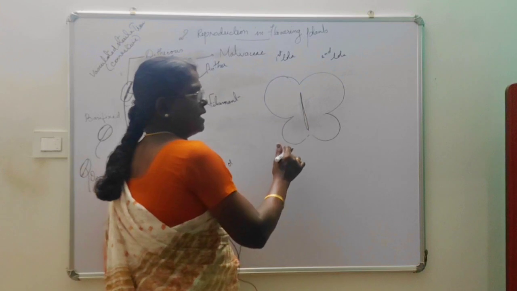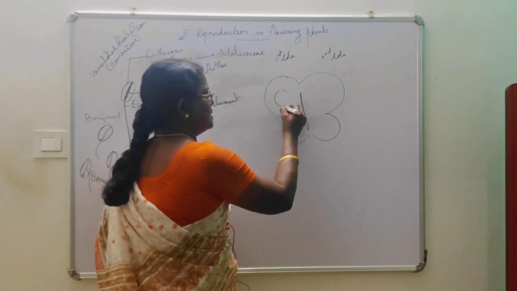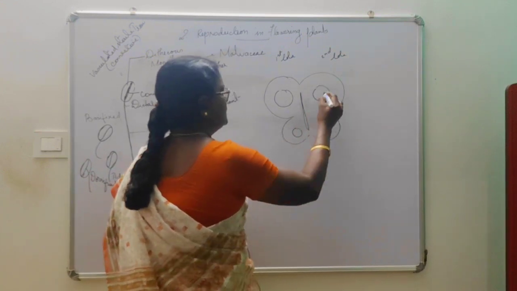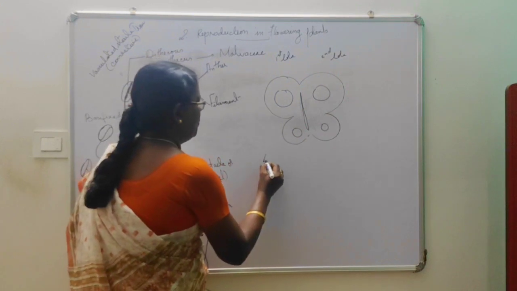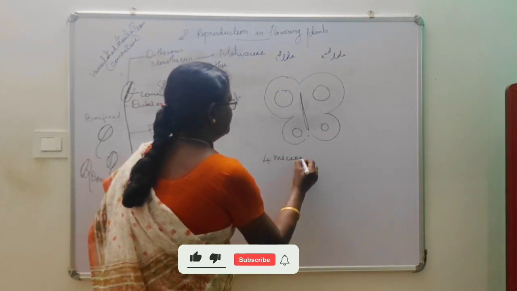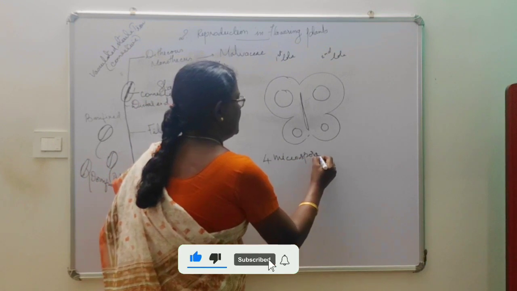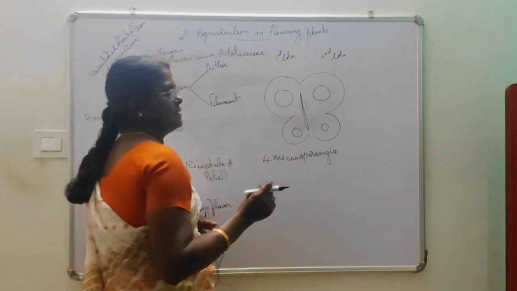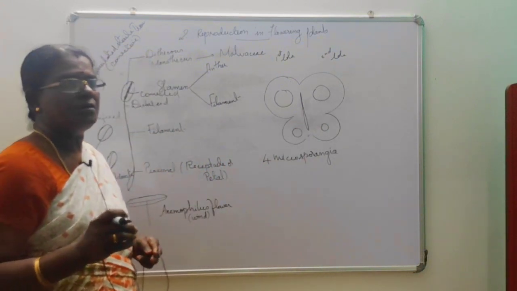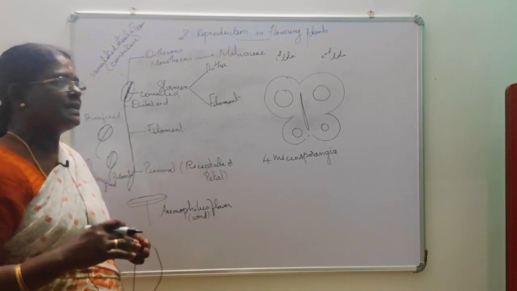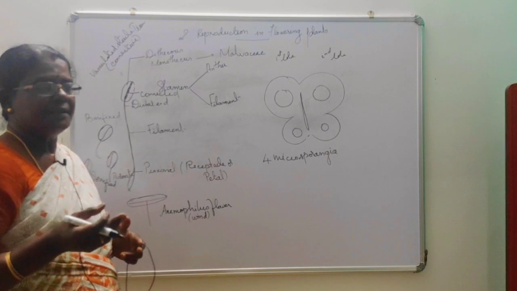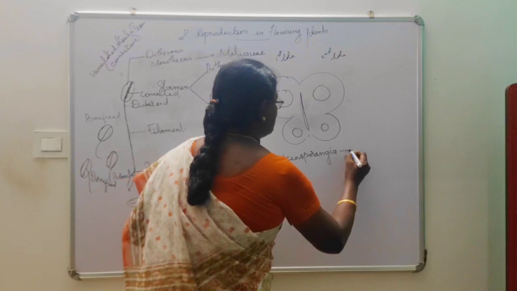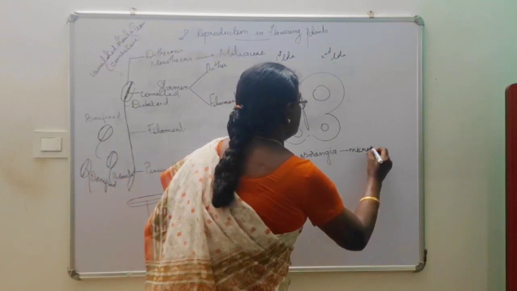Each lobe has two microsporangia, so the anther has four microsporangia in total. When the microsporangia are young, they are called microsporangia. When they get matured, they are called pollen sacs. The pollen sac is filled with pollen grains. The singular form of microsporangia is microsporangium.